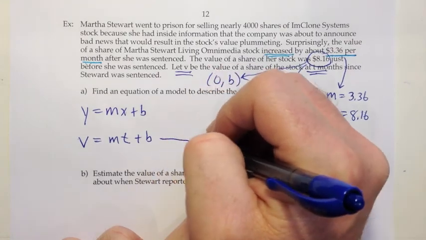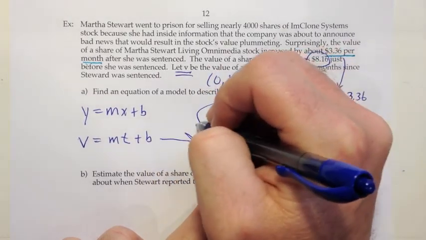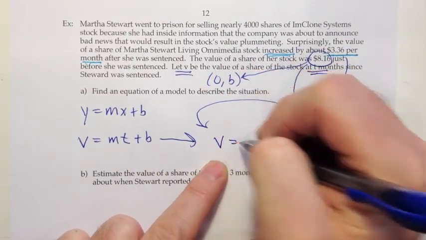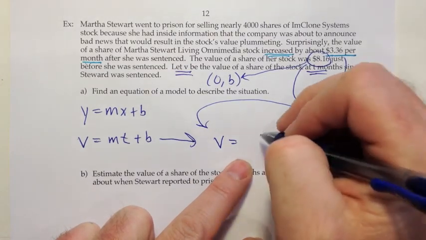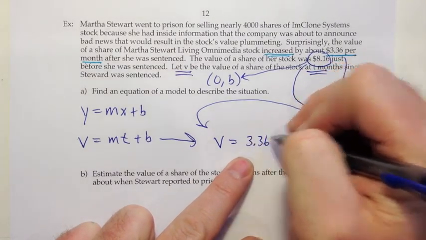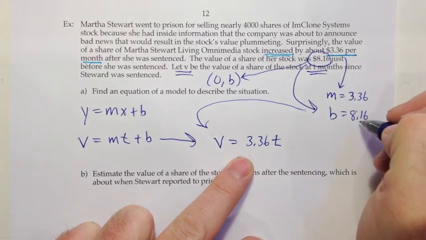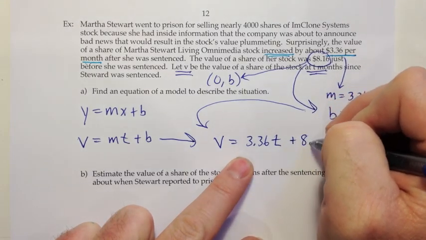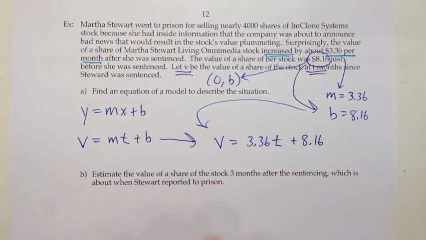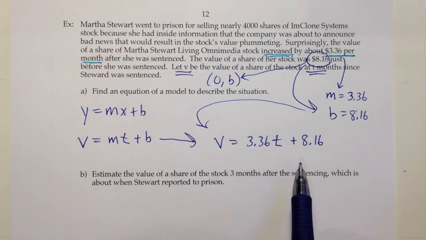So we can take all of that, plug that into the equation, and we get the value of her stock should be the slope, 3.36, times the input variable T plus the initial value of that stock, which was $8.16. So there's our equation. The value of the stock is 3.36 times T plus 8.16.